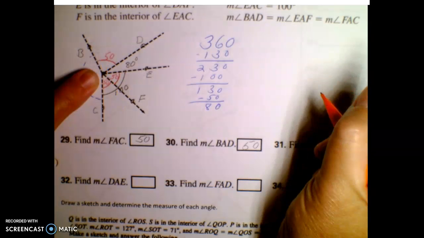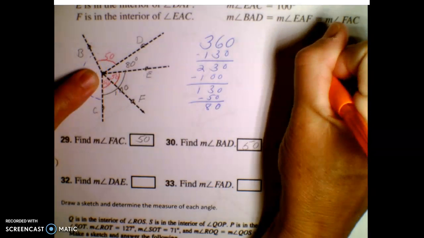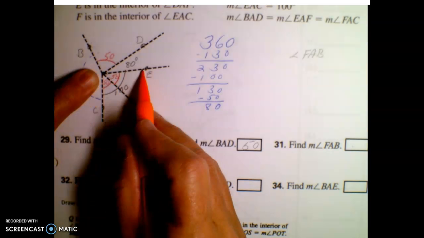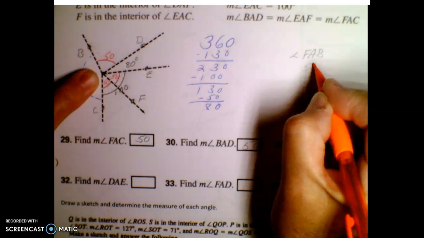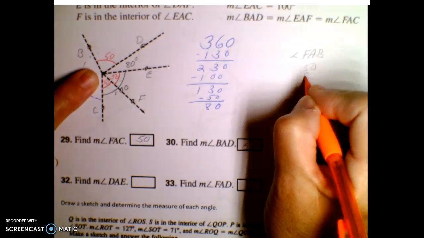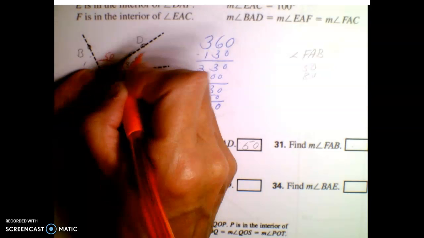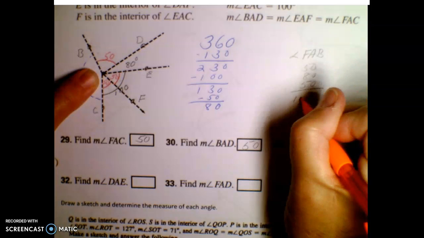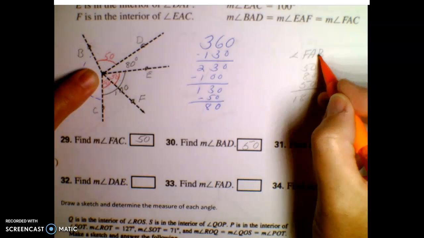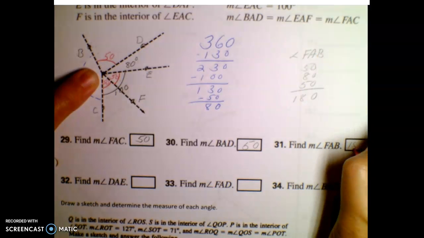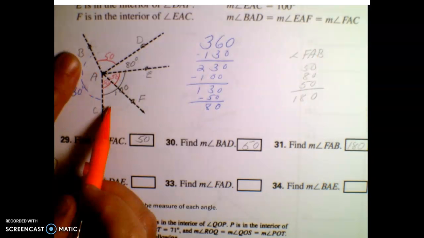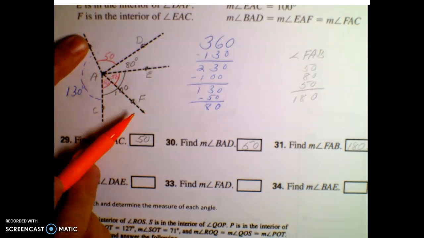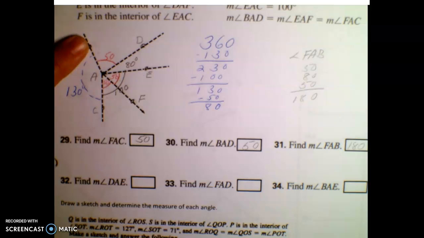And I'm going to add them up over here. This one is 50. This is 80. And this is 50. And if I add them all up, I get a 180 degree angle. So FAB is 180. It should be a straight line. So FAB should actually be a straight line. So if we do it accurately, it'd be straight.